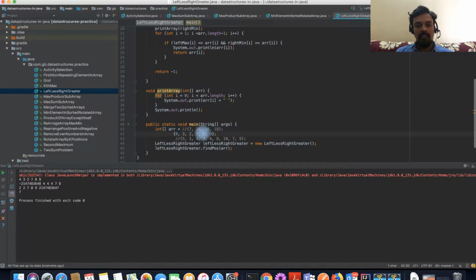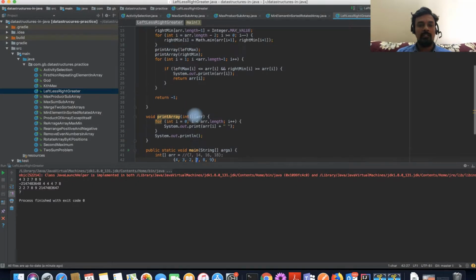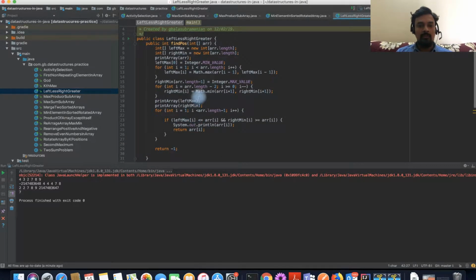Anything after 7 has greater elements on its right, but not all the elements towards its left are smaller, so we need to find this index. It also means that the elements towards its left need not be in sorted order. So the algorithm goes like this.